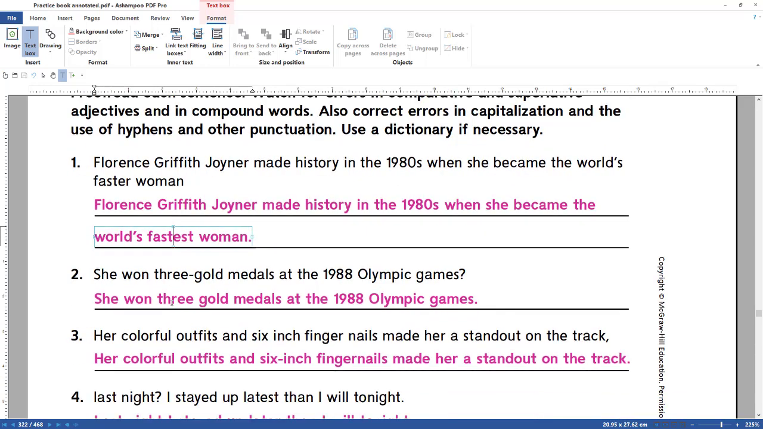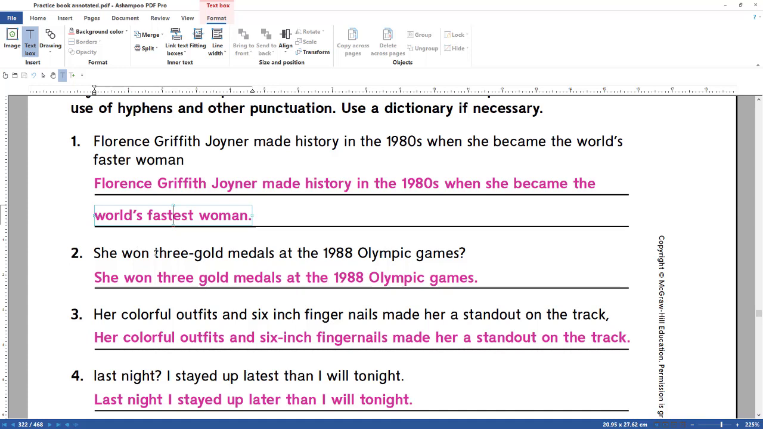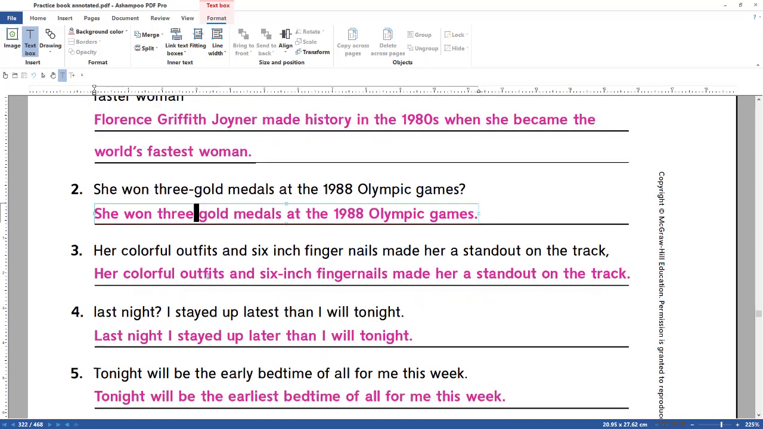Okay. And number 2, what was the mistake? 3 gold. He put a hyphen between them, and this is also not correct, of course. Why? Because we said the hyphen will be between the numbers. So for example, if it was 33 medals, we would put a hyphen between the numbers. But here 3 gold, no, it will be a normal space, not a hyphen. Okay, I think now it became clear.